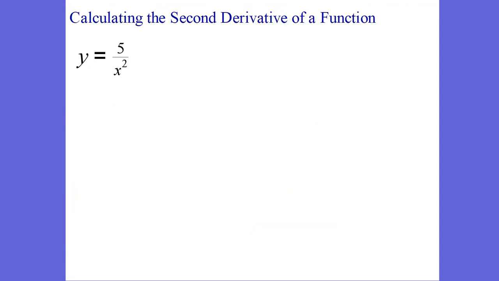Okay, so let's take an example. We're going to calculate the second derivative of this function right here. And so this function is really 5x to the negative 2.